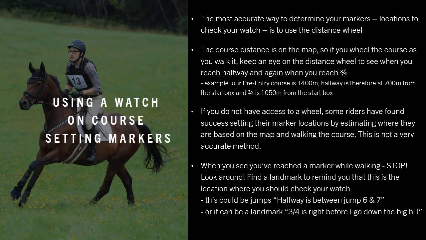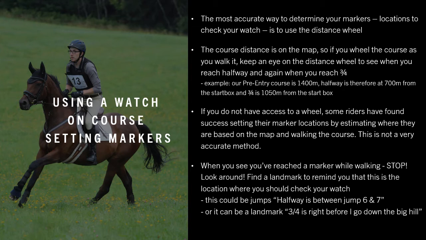The course distance is already on the map. So if you wheel the course as you walk it, so you're walking the course, looking at your jumps, and you have the wheel with you, measuring as you go, you should be able to keep an eye on that and see when you're approaching the halfway point. So for our 1,400 meter course, at 700 meters, we're halfway through the distance of the course. And so you just keep glancing down at that wheel. Okay, we're at 650. My halfway mark is coming right up. And the same when you are looking for the 3/4 mark.